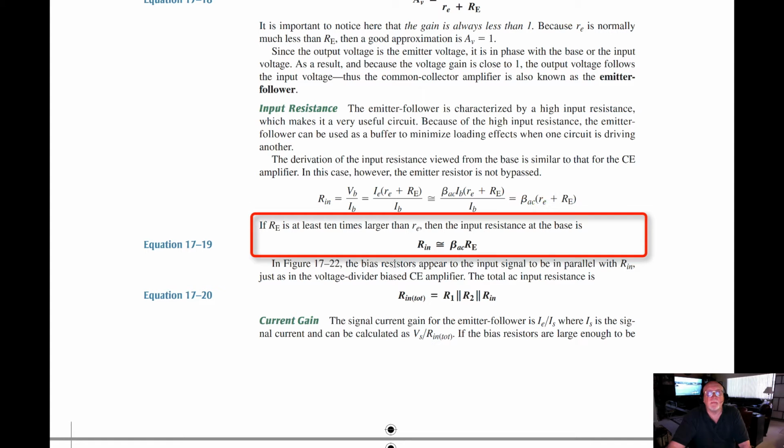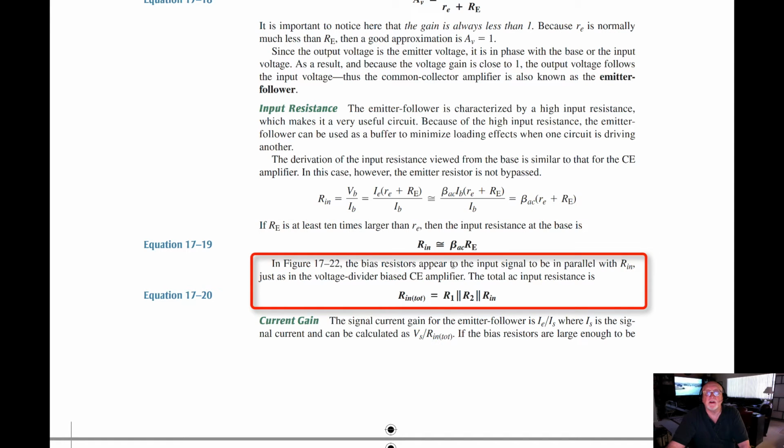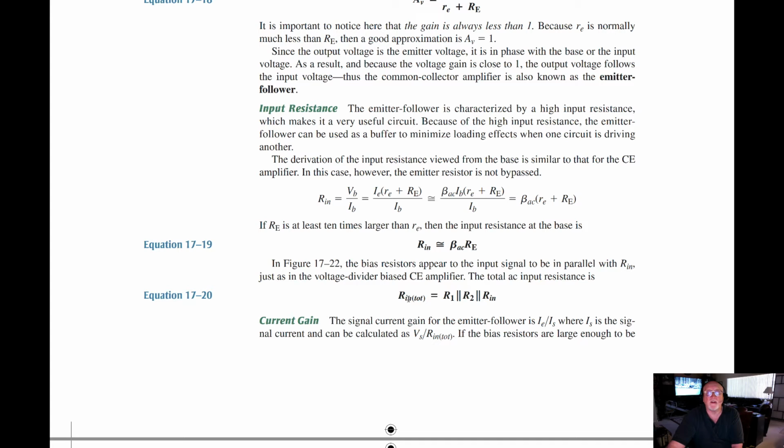In the figure, the bias resistors appear to the input signal to be in parallel with R in, just as in the voltage divider biased CE amplifier that we saw in the previous video, in the previous coverage for the common emitter. So we have that R in total is equal to R1 in parallel with R2 in parallel with R in. And again, remember the rule of thumb, the value is going to be smaller than the smallest.